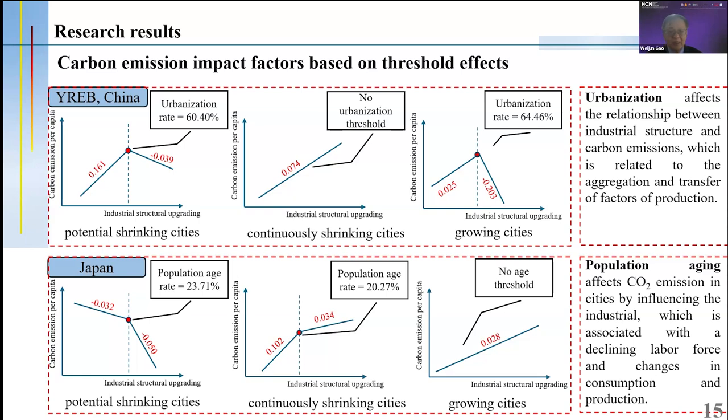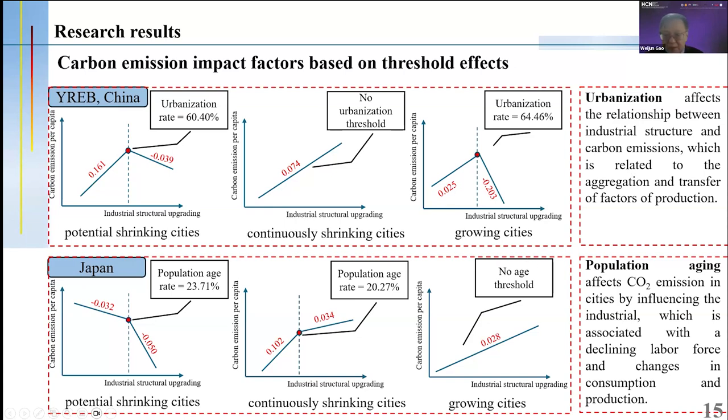For example, in China, in growing cities, urbanization divides the impact of industrial structure on carbon emission per capita into two levels. Where the urbanization rate is over 64%, industrial structure upgrade can significantly decrease the carbon emission.